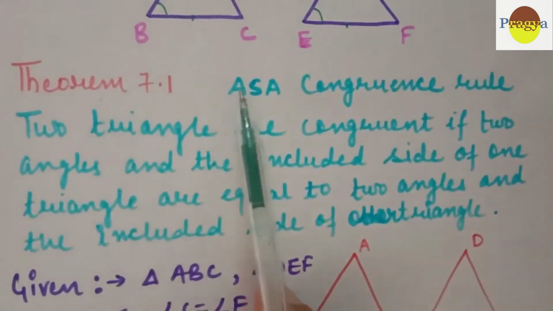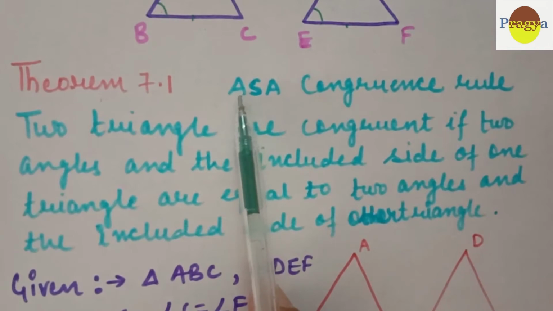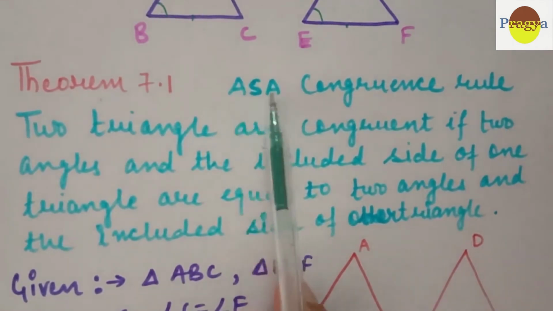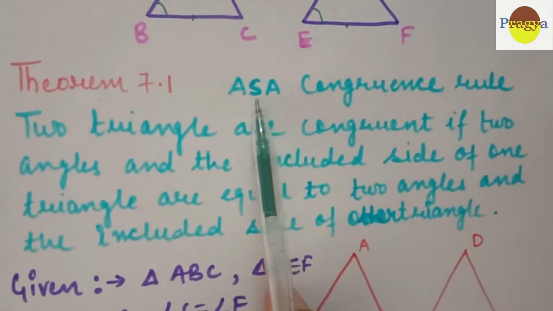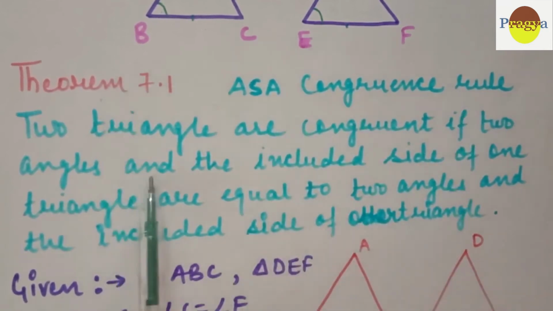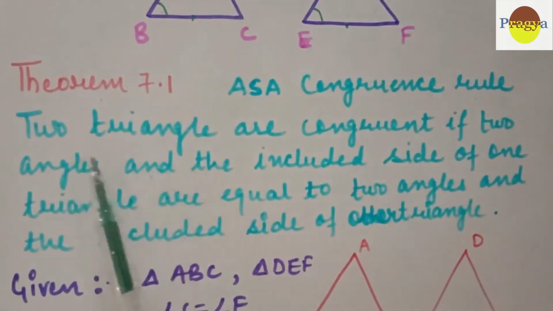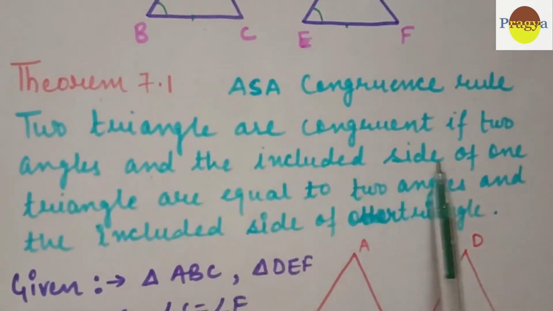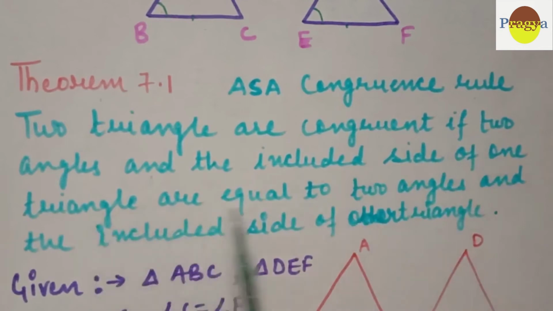Theorem 7.1 is another criterion for congruency, which is ASA. Now it is very clear with this name. It means we have to take two angles and the included side. So the ASA congruence rule, and the statement of theorem 7.1 is: two triangles are congruent if two angles and the included side of one triangle are equal to two angles and the included side of the other triangle.